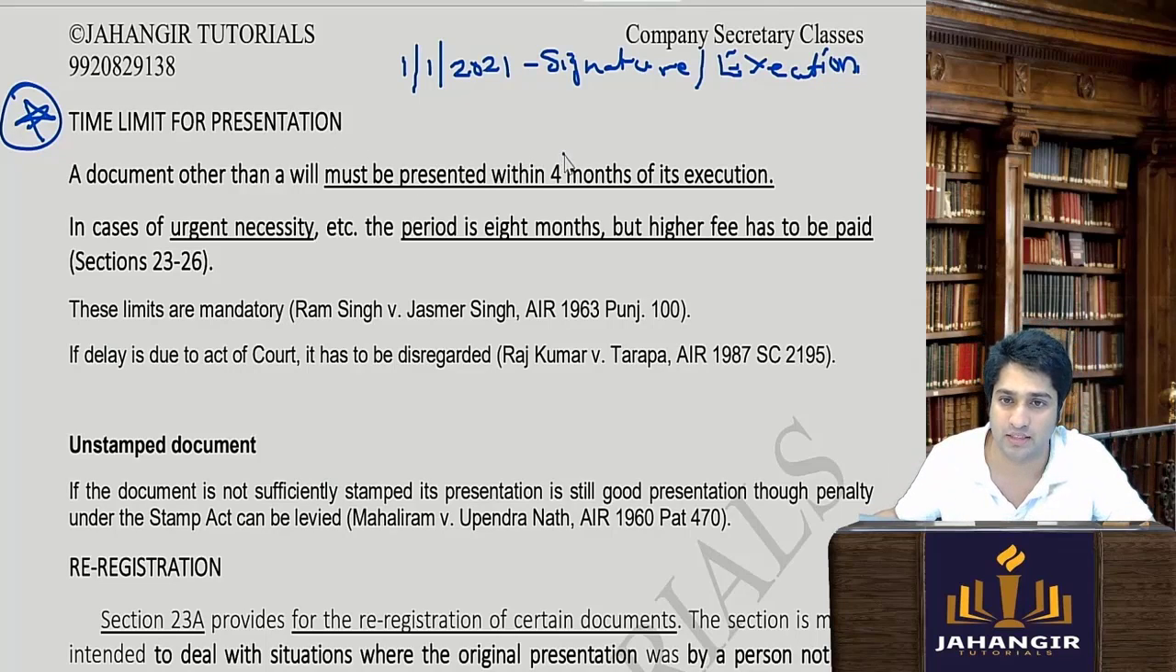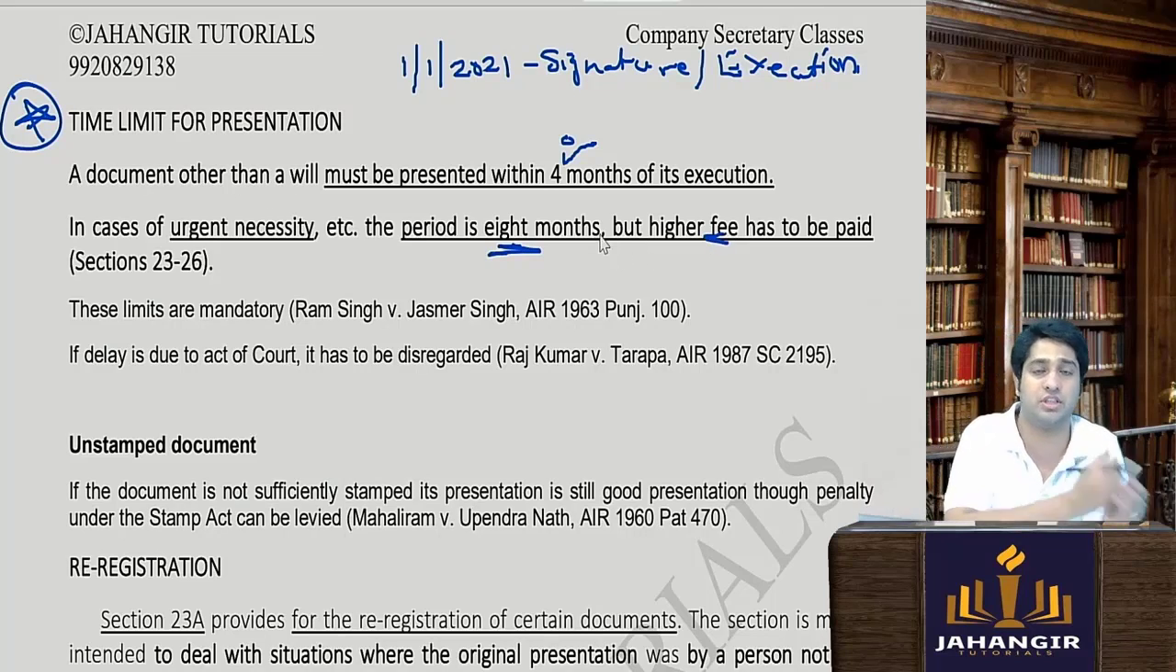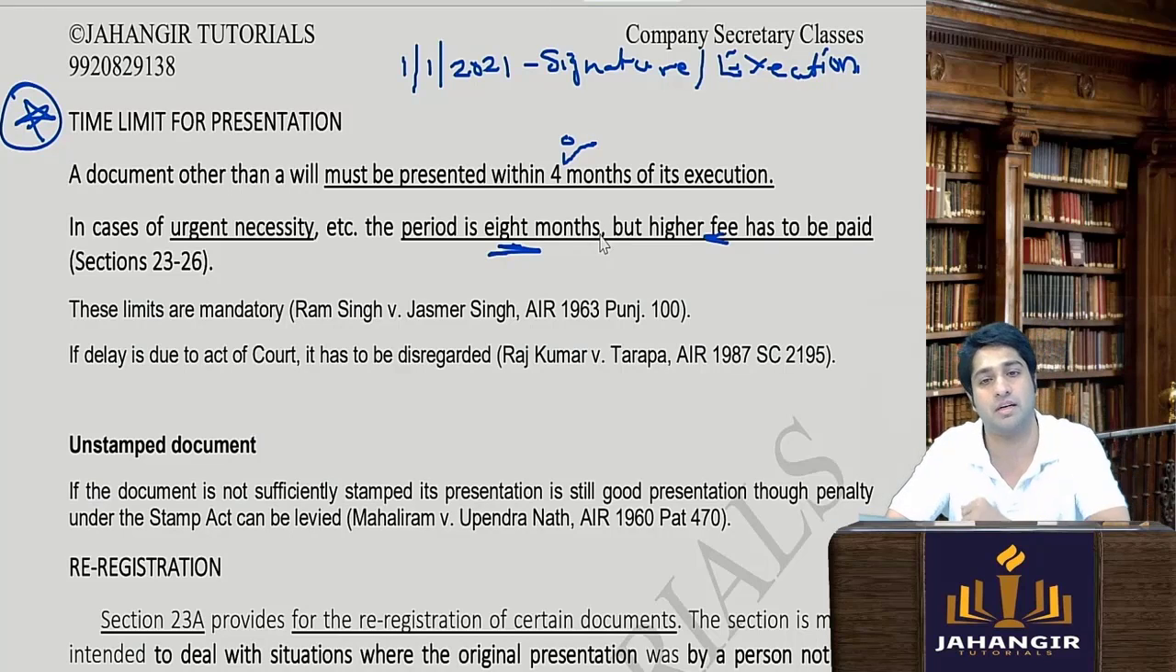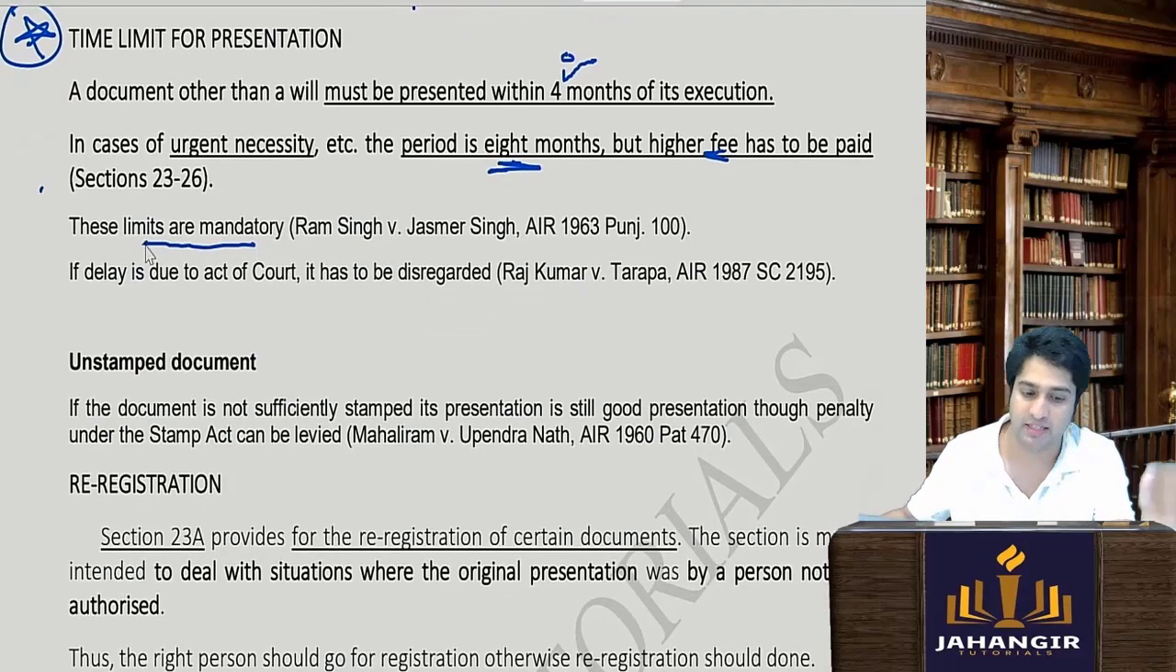So answer is it should be registered within 4 months. In case of urgent necessity, the person was stuck somewhere or it was out of his control, then 8 months, but a higher fee will be charged for this late registration. He was stuck in some urgent work, because of which they couldn't come and do the registration. So they get 4 months extra, in total 8 months, but higher fee has to be given. These limits are mandatory. If the delay is due to court, it will be disregarded.